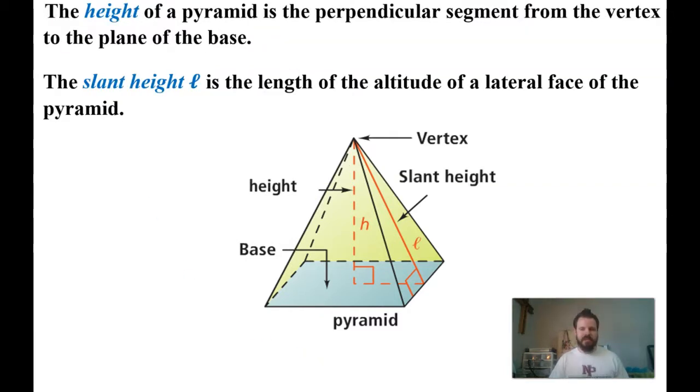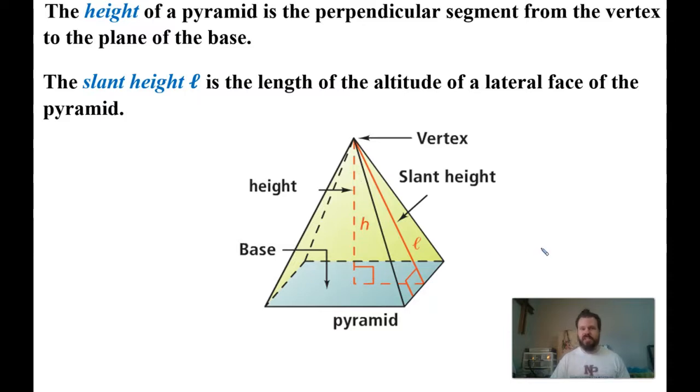Right, now here's where things get a little tricky for the pyramid. We have actually two heights we're going to be dealing with. I'm going to say the height of a pyramid is the perpendicular segment from the vertex to the plane of the base. So in other words, the height goes from the vertex to the base at a right angle. Height's going to drop straight down the middle of this pyramid.